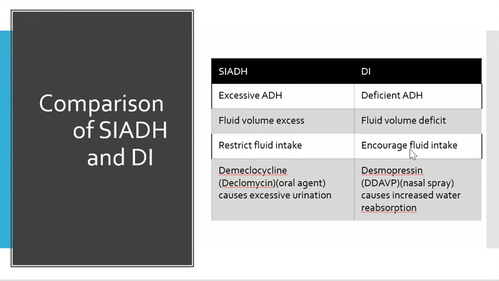SIADH, fluid volume excess, so they're going to have bounding pulses. They could have JVD. We want to restrict their intake. With diabetes insipidus, they have a deficit, so they're dehydrated. They're going to have poor skin turgor. They're going to have weak pulses. We want to encourage fluid intake with them.